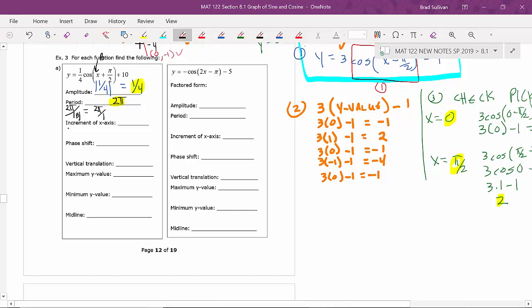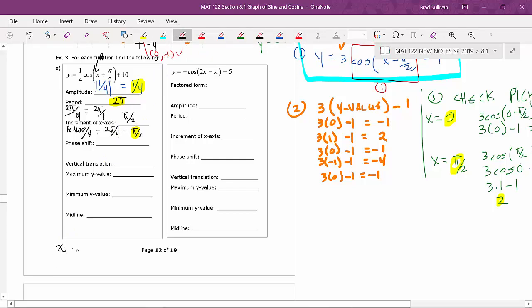Next thing is the increment of the x-axis. The formula I taught you on that is period over 4. So the period is 2 pi, and 2 pi over 4 reduces to pi over 2. So what that means is if you were graphing this function, what you would do on the x-axis is you would do this.